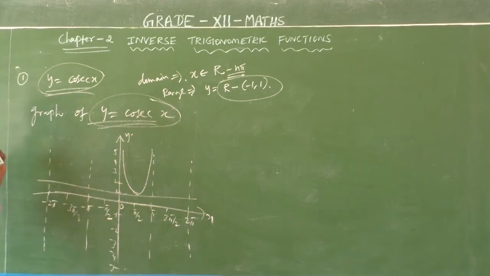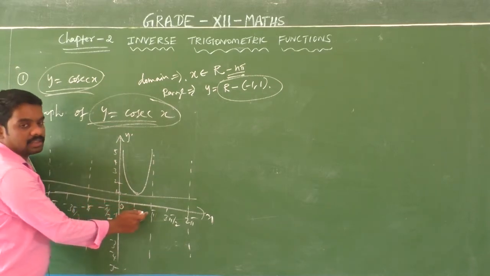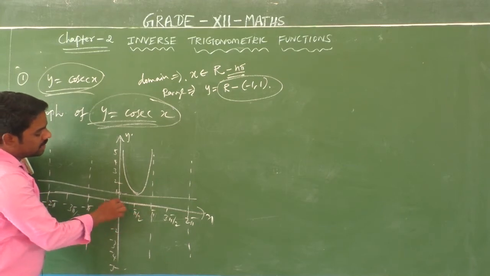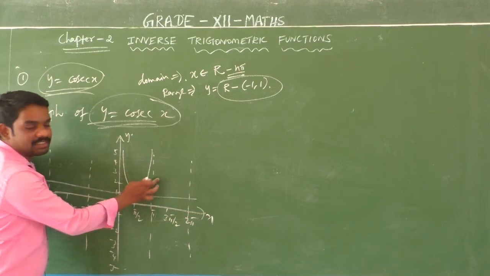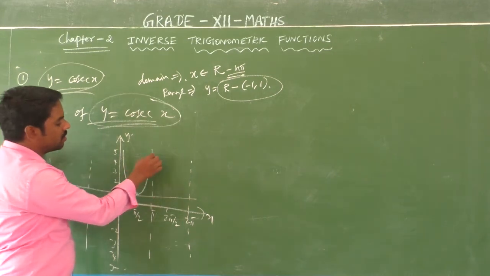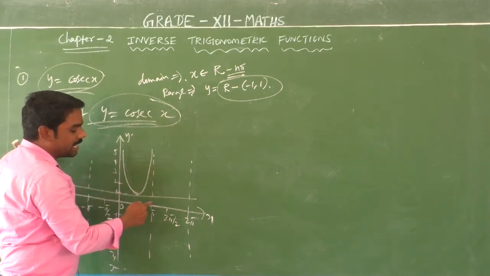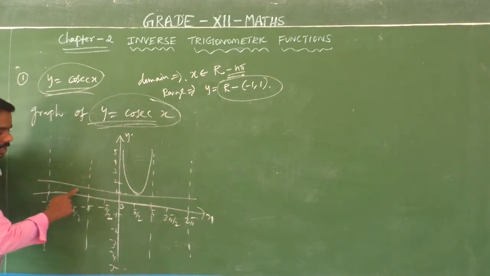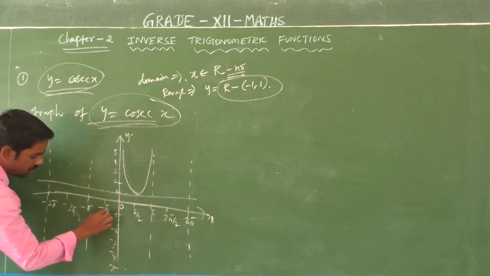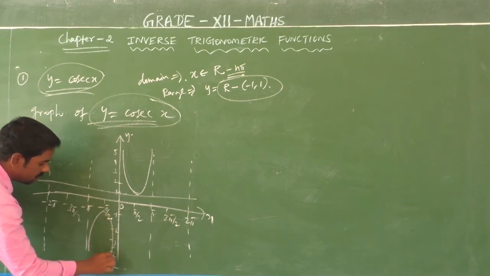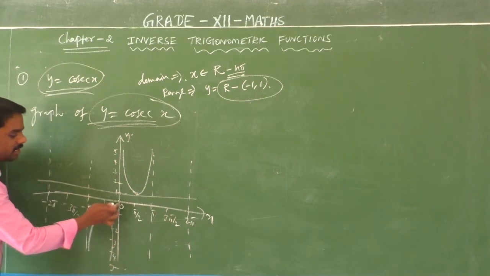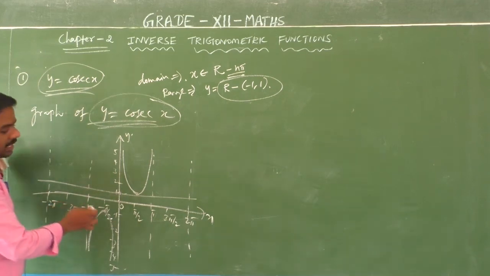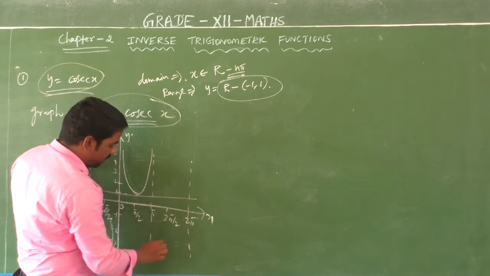Here y equal to cosecant x in between 0 to pi. Cosecant 0 is not defined, cosecant pi is not defined. So this curve does not intersect at the points x equal to pi, x equal to 0, and x equal to minus pi. So this is y equal to cosecant x in between 0 to minus pi. Next, minus pi to 3 pi by 2.